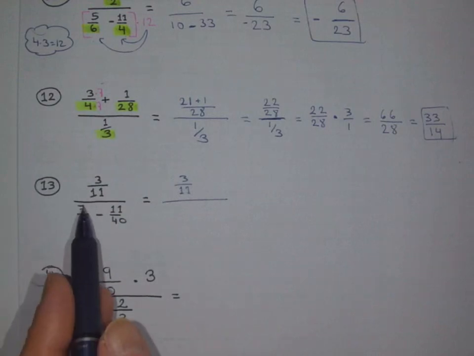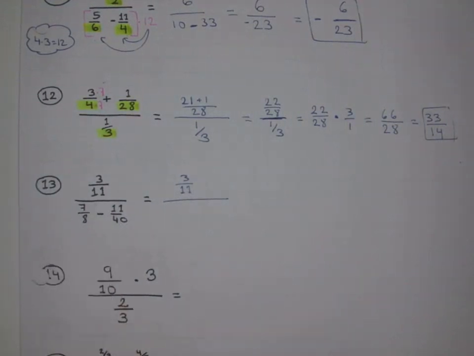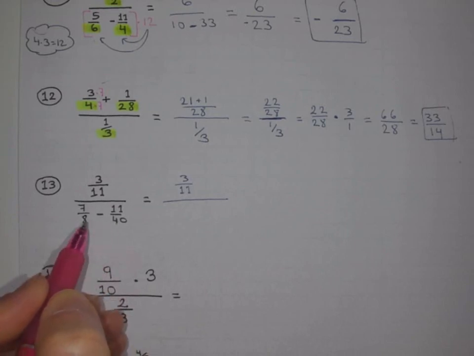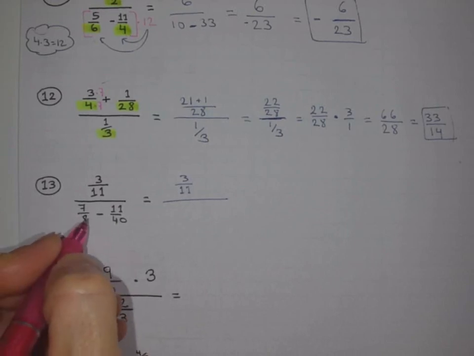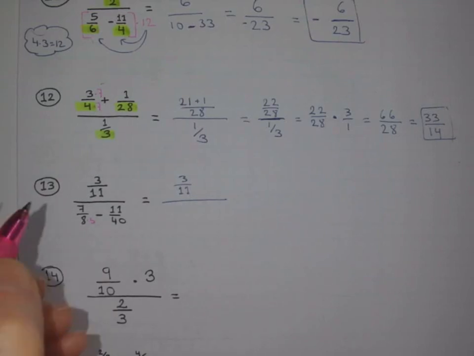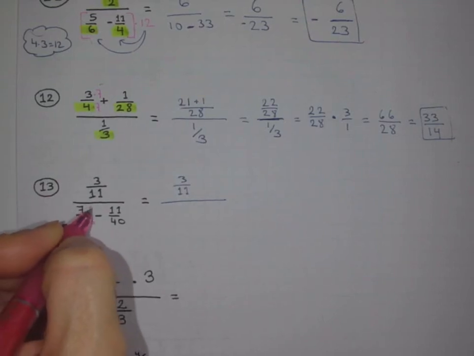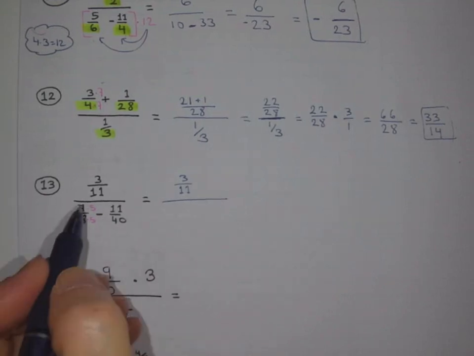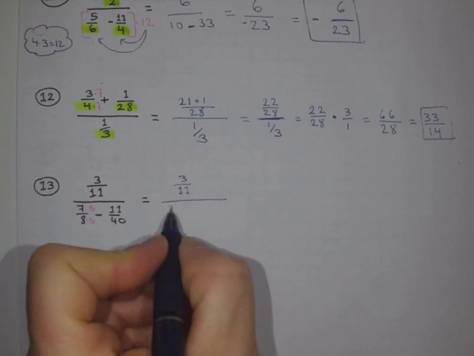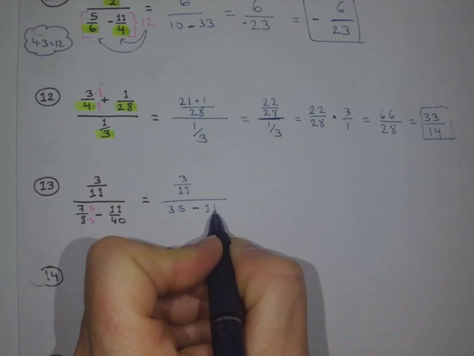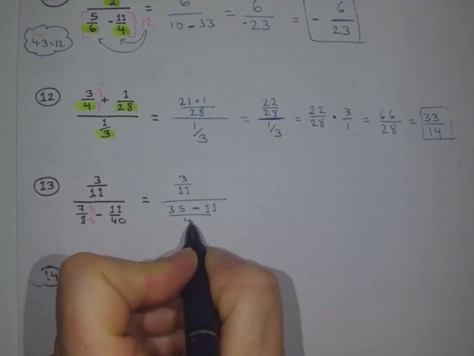And let's just focus on the denominator and let's see if we can subtract those. So I have a 40 here and an 8 here. Well, if I multiply 8 by 5, I will get a common denominator of 40. So I'm going to multiply this by 5 as well. Remember, that's just like multiplying by 1, right? 5 over 5. And so now 7 times 5 is 35 minus 11 over my common denominator of 40.